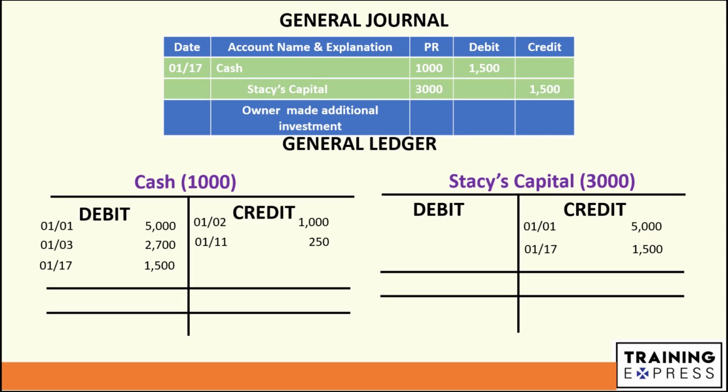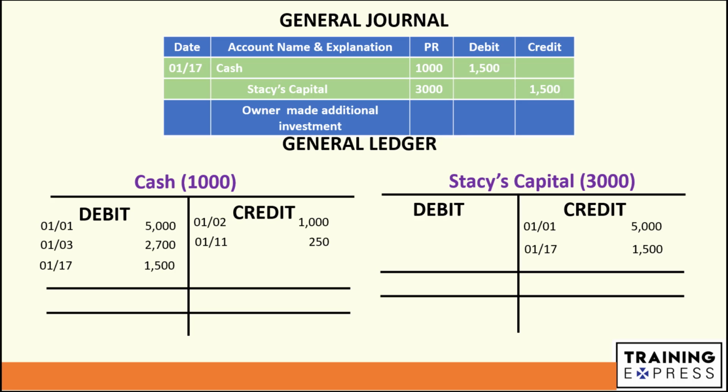Let's look at this posting process again. Cash is debit by $1,500, so we are writing $1,500 on the debit side of cash account. And Stacy's capital is credit by $1,500, so we are writing $1,500 on the credit side of capital account. Let's check the posting reference. You can see cash posting reference is 1000 and Stacy's capital posting reference is 3000.